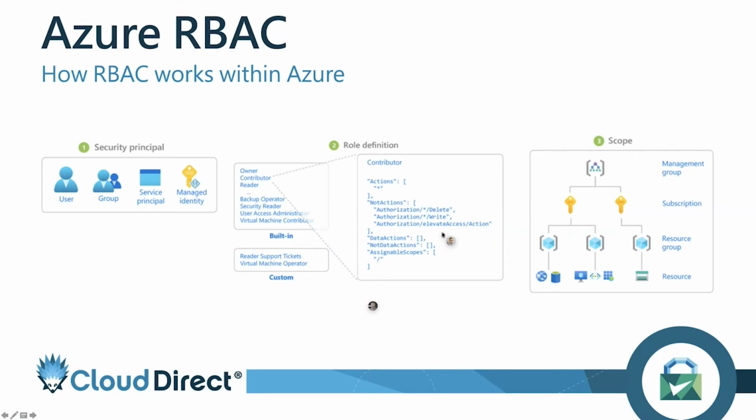And the scope is the set of resources that this access could apply to. So here we've got four other subsections of this. You've got a management group, which is a collection of subscriptions. Subscription speaks for itself, and resource groups within the subscriptions, and then the resources that reside within the resource group. So the scope will have role definitions applied to them for certain security principals.